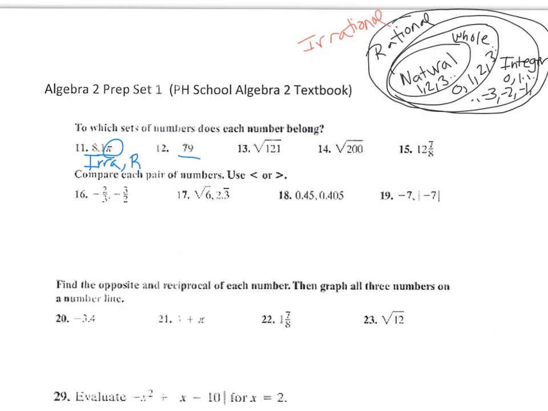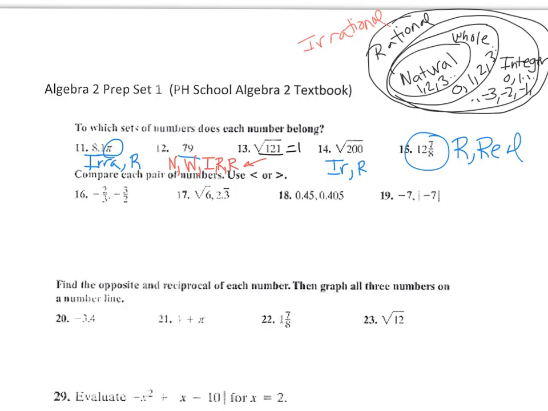79 is a natural number, which makes it automatically a whole number, an integer, a rational number, and a real number. Square root of 121 is 11, so this one's going to be the same. Natural, whole, integer, rational, real. Square root of 200 is a decimal that goes on forever, so it's irrational, and it's also real. And then this is a fraction, so it's rational and real.